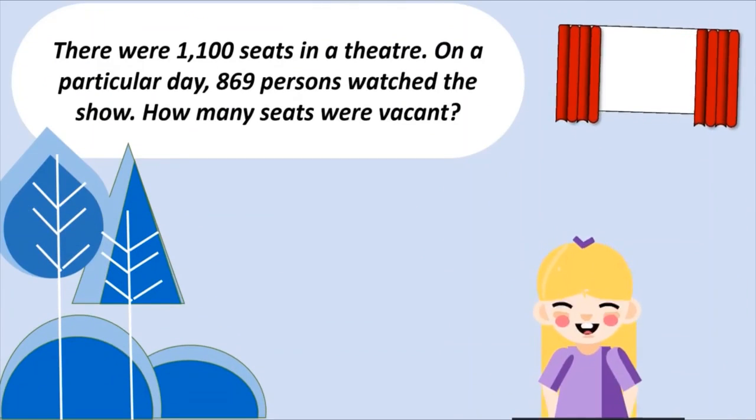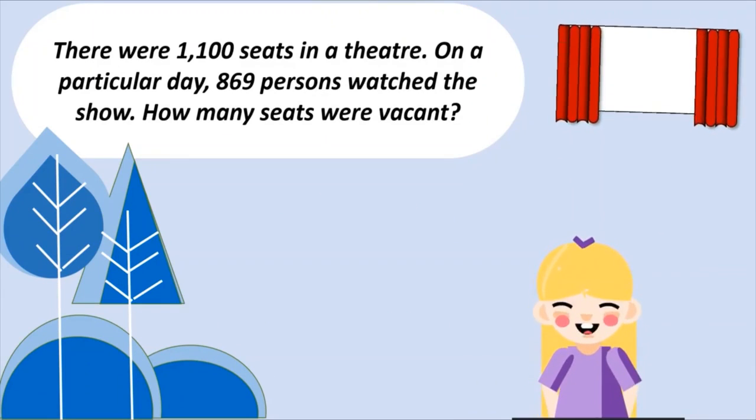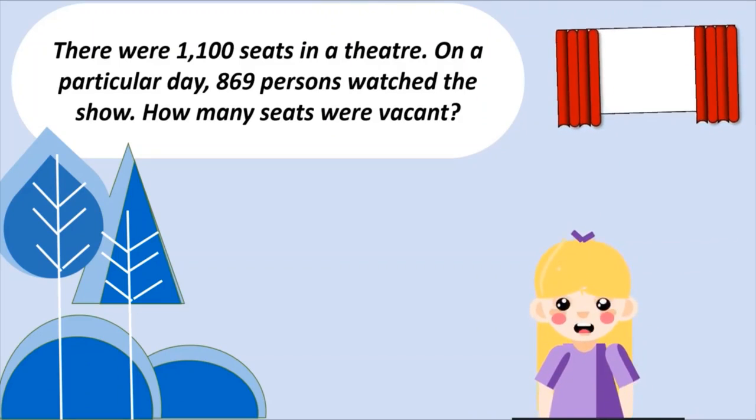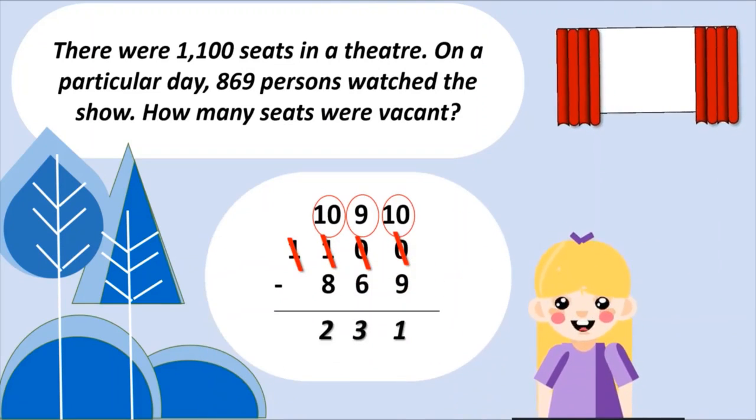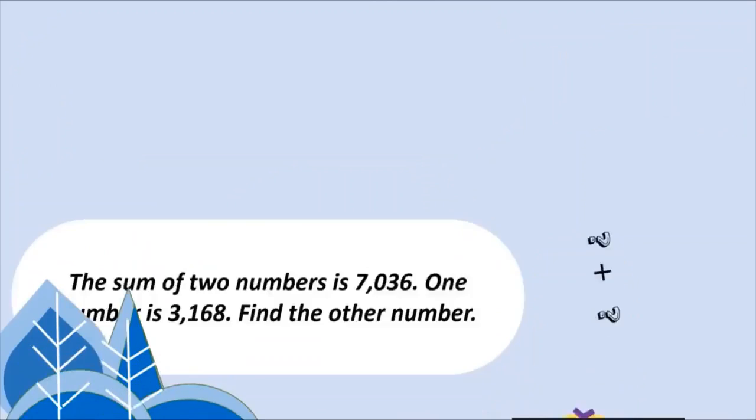There were 1,100 seats in a theater. So, number of seats in a theater were 1,100. Number of people who watched the show were 869. So, we find how many seats were vacant. For that, we subtract 869 from 1,100 and the answer is 231. These many seats were vacant.